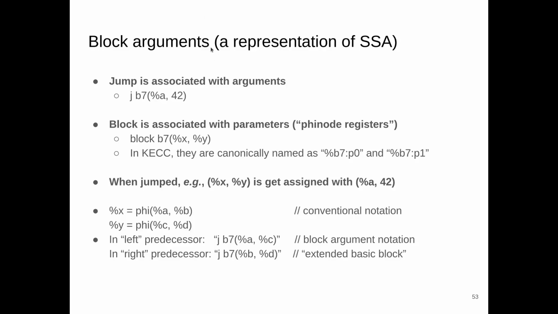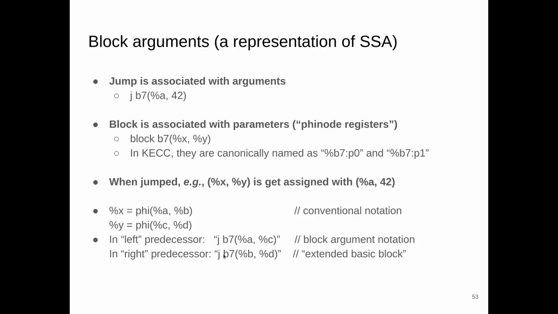So in this block argument representation of SSA, or extended basic block representation of SSA, it is represented like this. In the left predecessor, we are not going to just jump to the B7. We are also describing which values are given as arguments to this block. Here, this is A and C, because this A will be the value of X and the C will be the value of Y when the control flows from the left predecessor to this block.